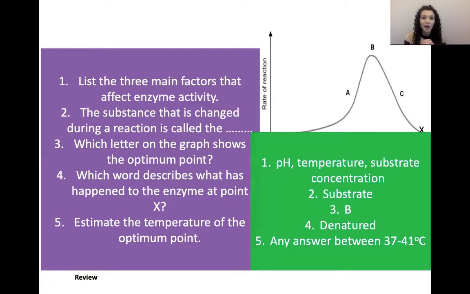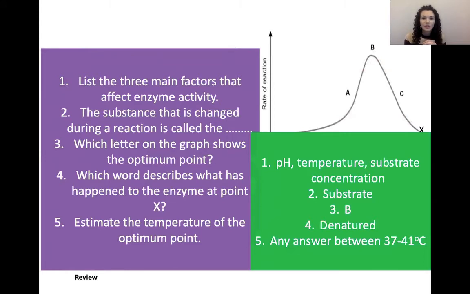Excellent, well done. So the 3 main factors that affect enzyme activity, we looked at those last lesson. They are pH, so how acidic or alkali the conditions are, temperature, and substrate concentration. Number 2, the substance that is changed during a reaction. That's the substrate, so that's the thing that's doing the reaction.